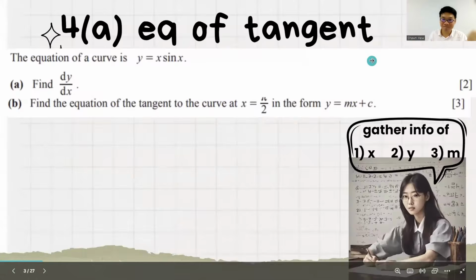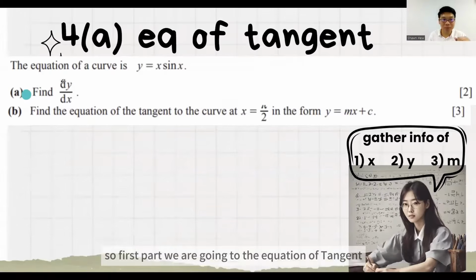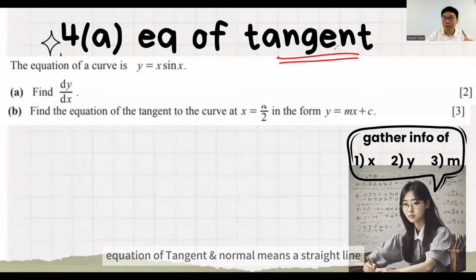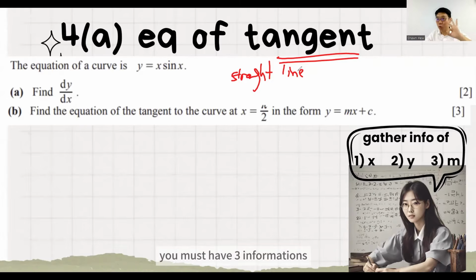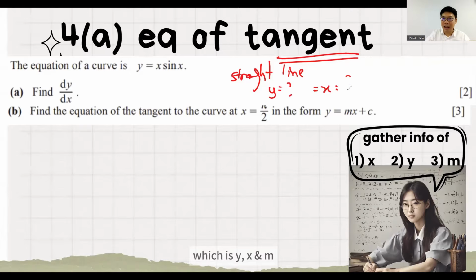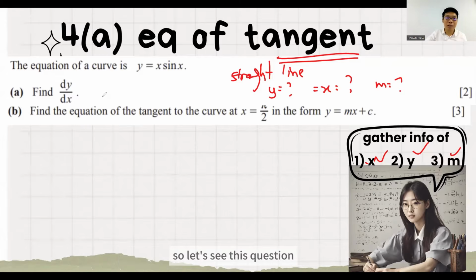Let's go. So first part, we are going to the equation of tangent. Equation of tangent and normal means a straight line. Whenever you need to form a straight line equation, you must have 3 pieces of information, which are y, x, and gradient. X, y, and gradient are the information that we must gather first. So let's see this question.